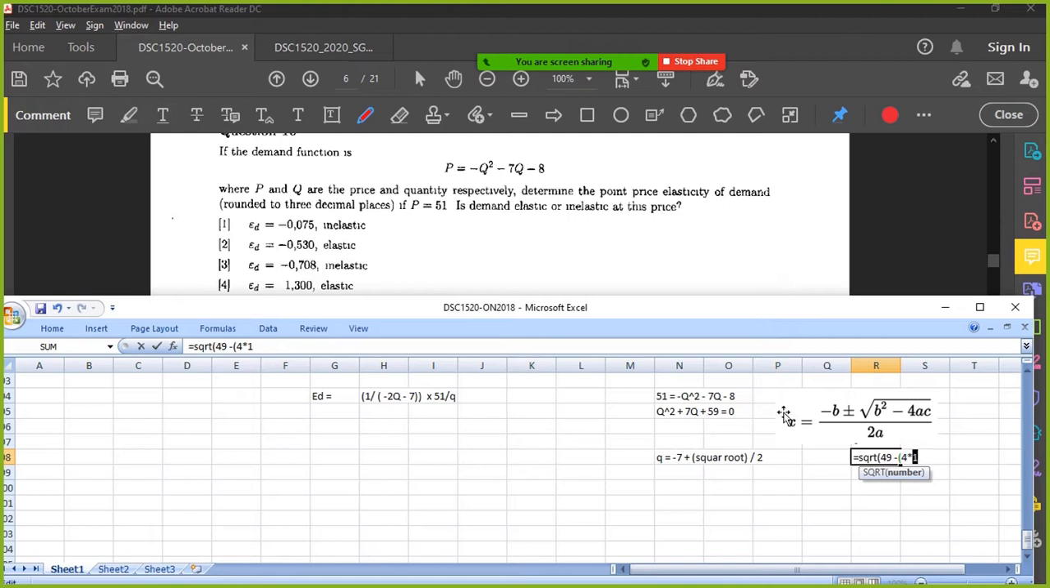So you've got the minus B, which is minus 7. You've got the A, which is 1, and you've got the C, which is 59. Why doesn't it want to work that out? Oh, because of the negative. 4 times A times C gives you an answer that you can't solve for, because 49 minus a bigger number is negative, and you can't square root a negative number.